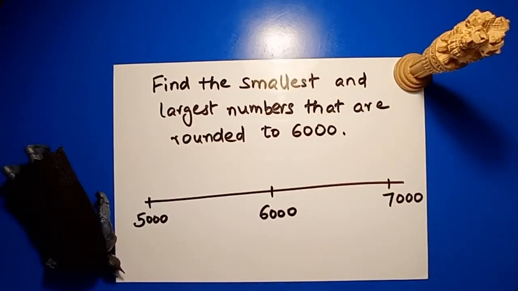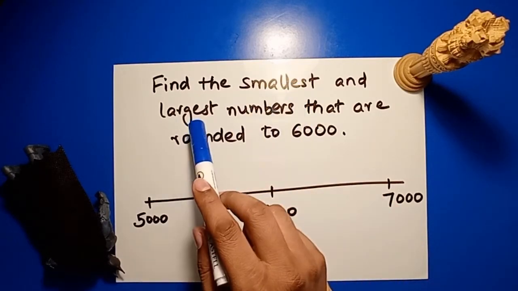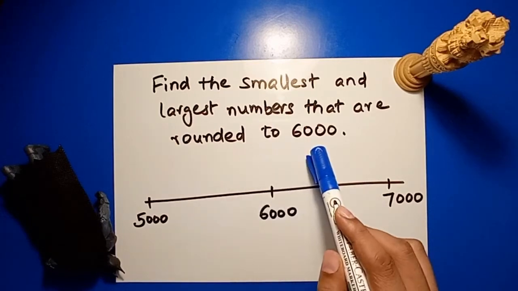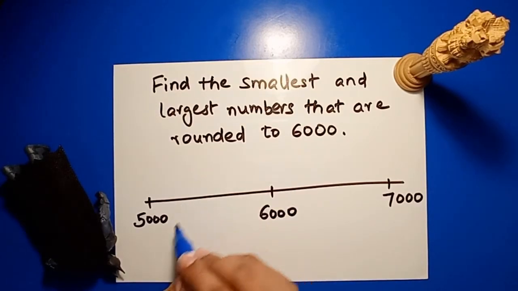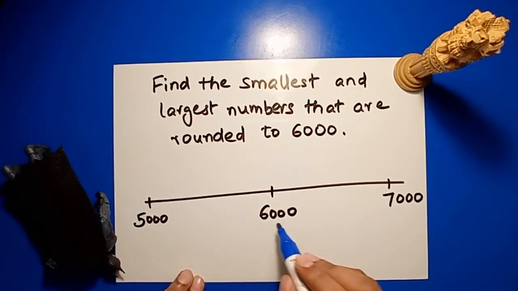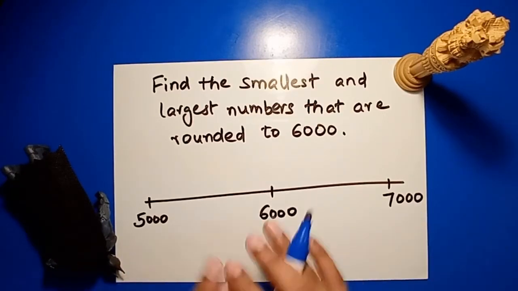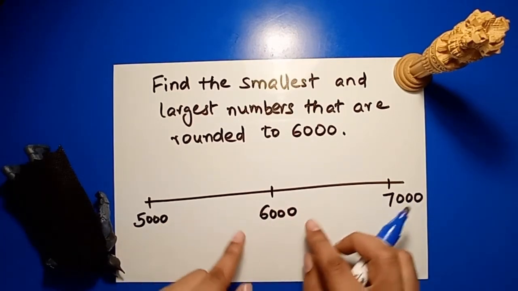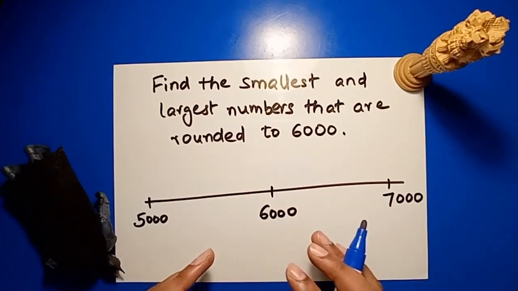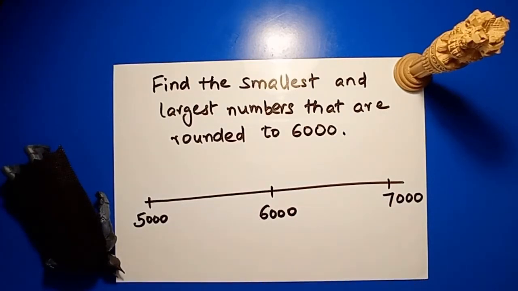Now let's solve a problem. Another tricky question. So we have 6000. Find the smallest and the largest numbers that are rounded to 6000. We are talking about rounding to the nearest 1000. Okay, let's try and solve it. Let's first find the smallest number. So let's just pick the middle point. 5000, 6000, 7000. Okay, so numbers from here and numbers from here will ultimately round to 6000. So we need to find the smallest number and the largest number.